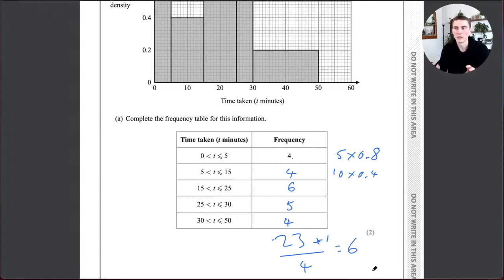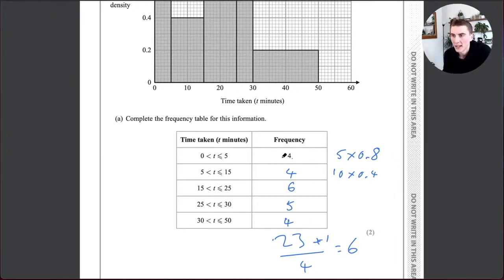So the whole point of this is basically saying if you have 23 pupils and you want to know the lowest quartile, you're looking for the 6th person. So if you know how long it took the 6th person to finish the puzzle, that will tell you the time it took for the lower quartile.